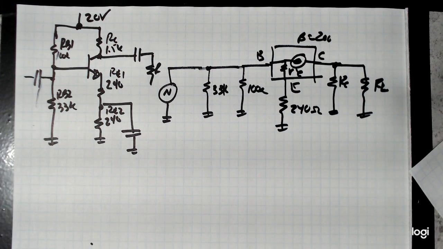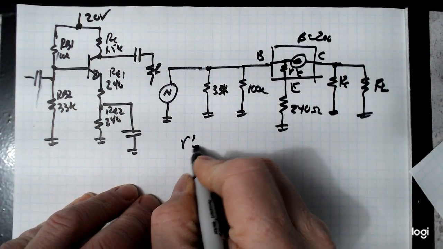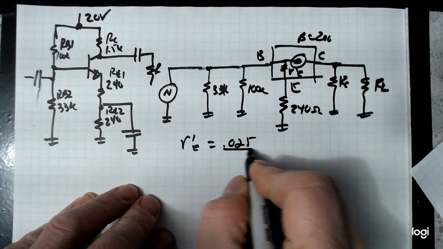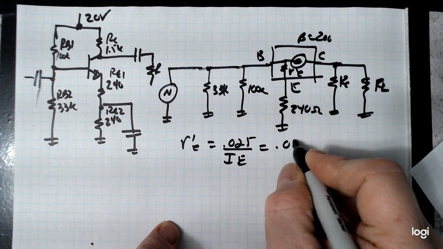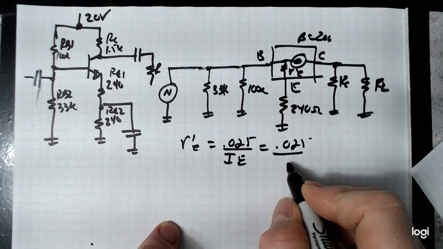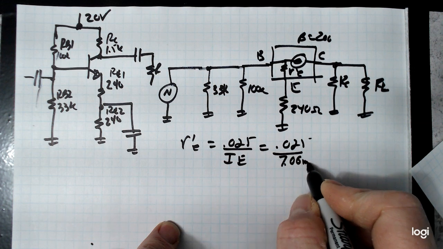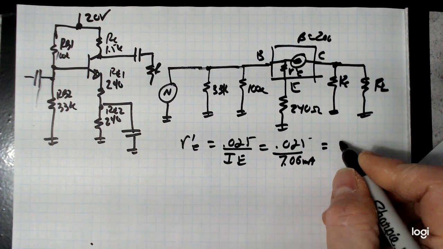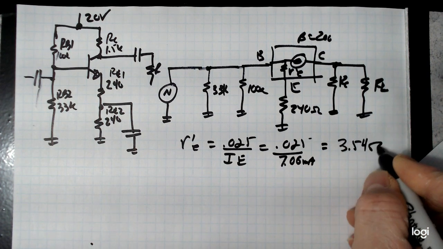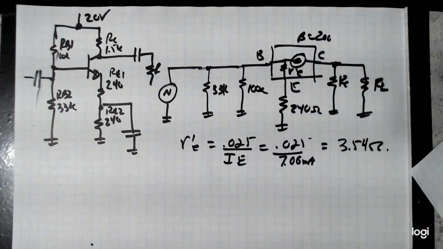R prime E is that value we find from Boltzmann's constant. We say R prime E equals 0.025 over the DC emitter current, which is 0.025 over 7.06 milliamps, which gives us an R prime E value of 3.54 ohms. So that's 3.54.